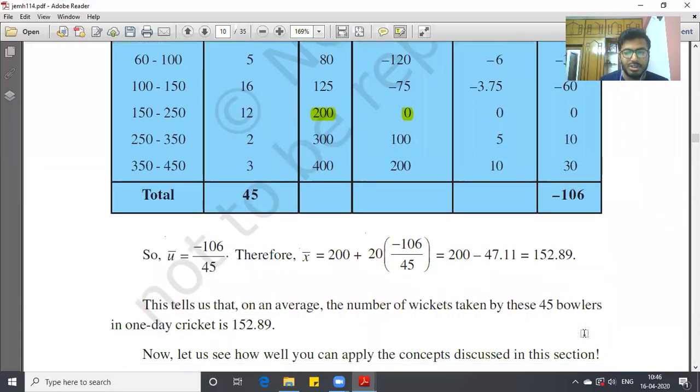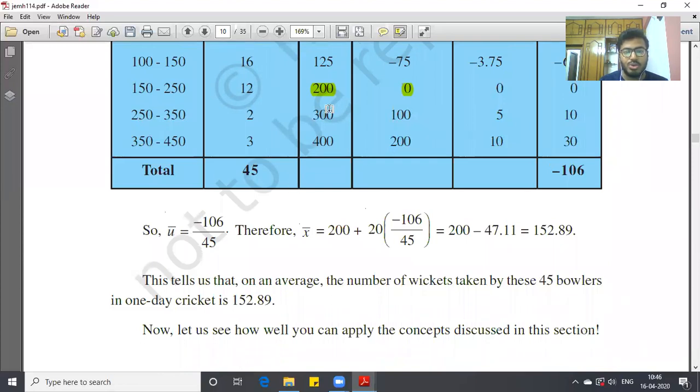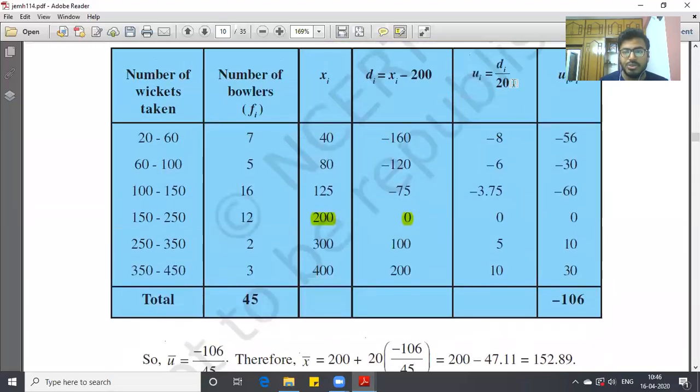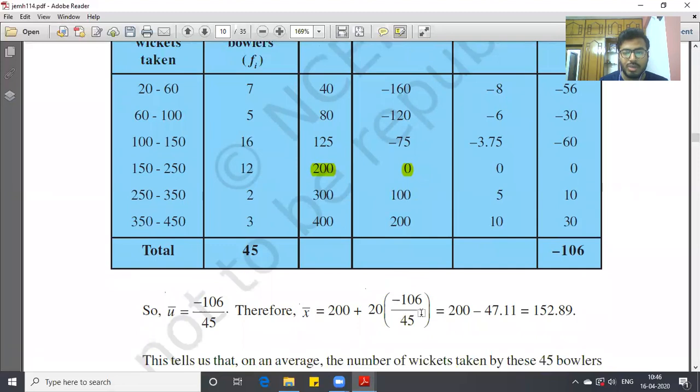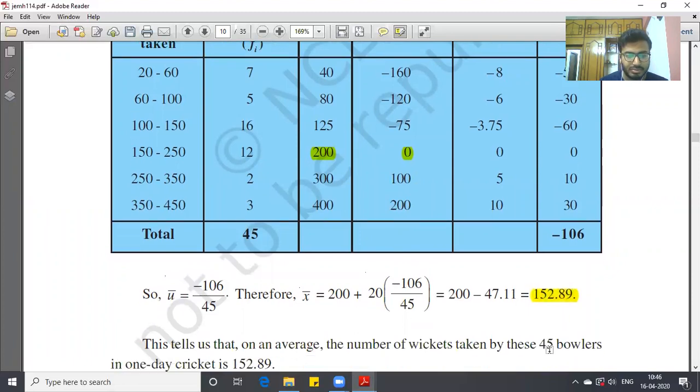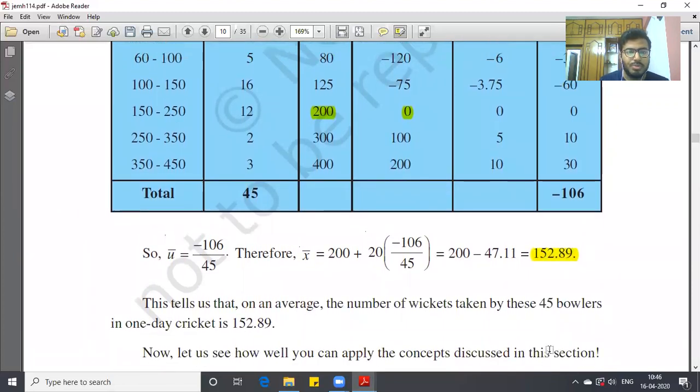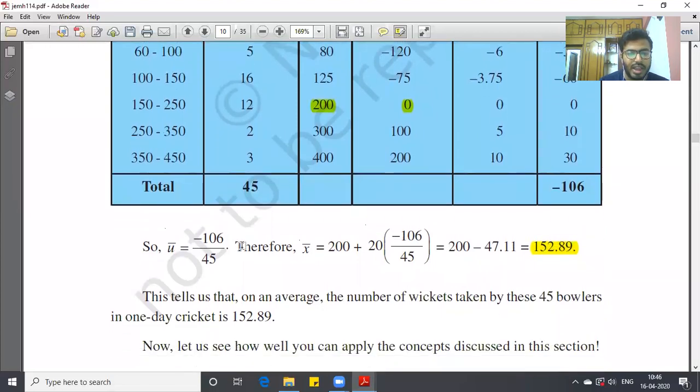Now applying it, x bar is equal to a, which is 200, plus h into the sum of ui fi upon the sum of fi. Whatever h value you took here, if you take 10 write 10, if you take 20 write 20. So 20 into minus 106 upon 45. After calculating, you get the value 152.89.